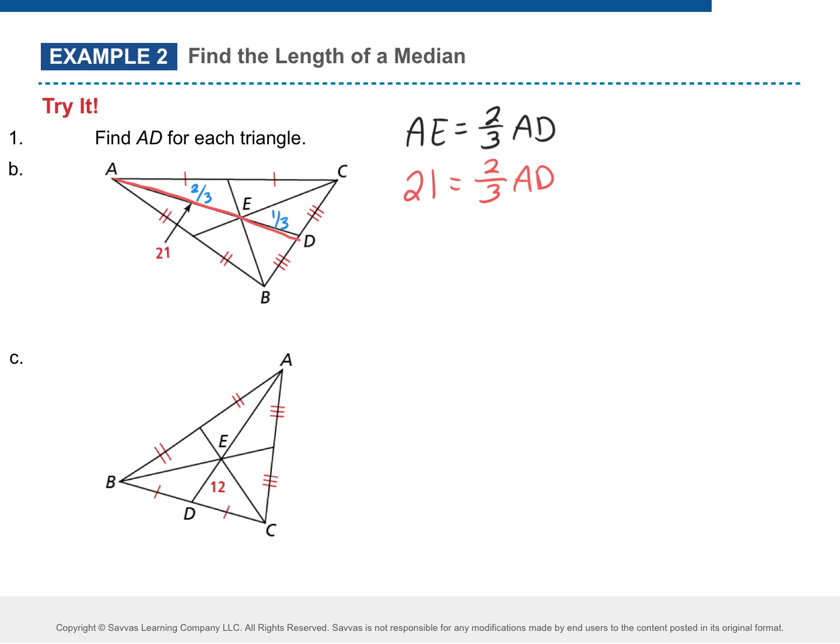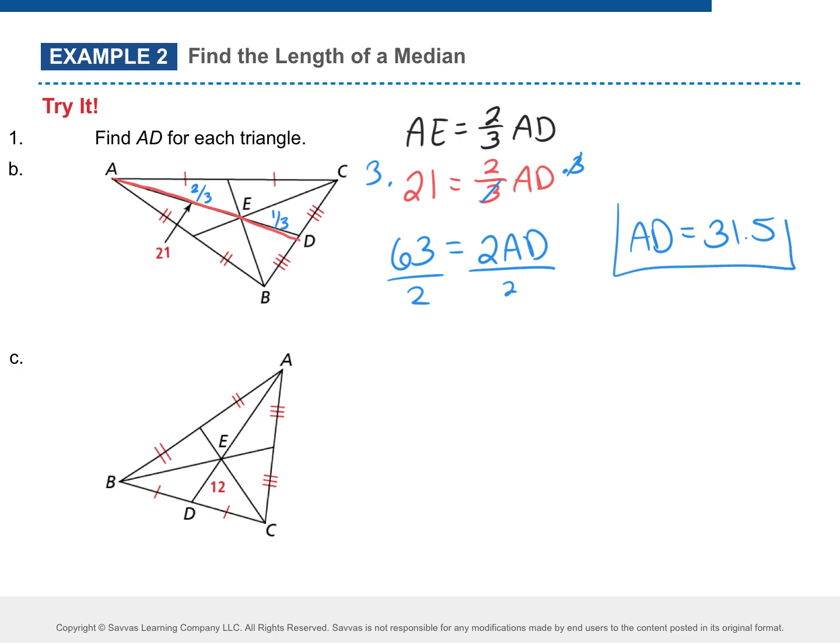All right, what would be your first step to solving this? Right, we don't like fractions. Get rid of them. Multiply by 3. What is 21 times 3? 63 equals 2AD. Last step. Divide by 2. AD equals 31.5. Good. All right, go ahead and try part B on your own.